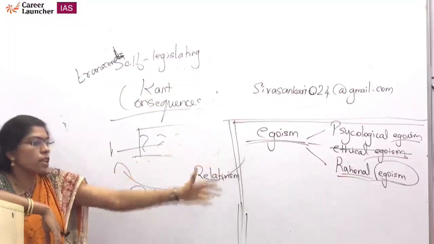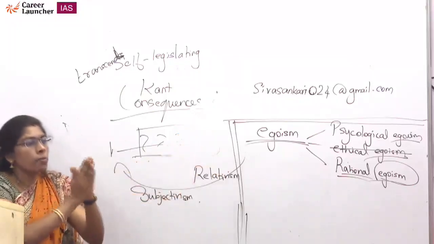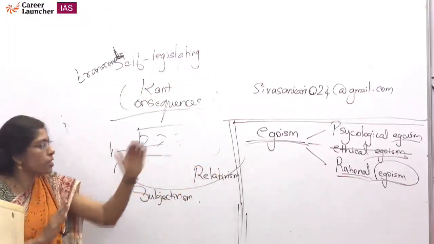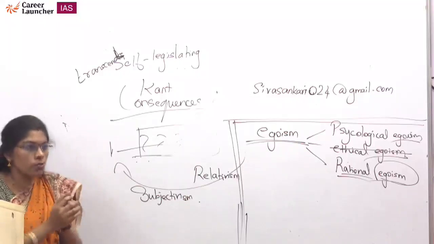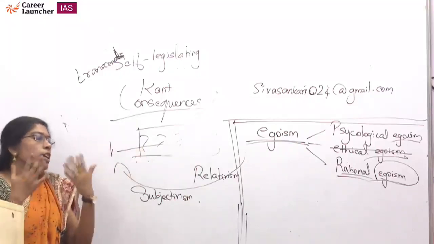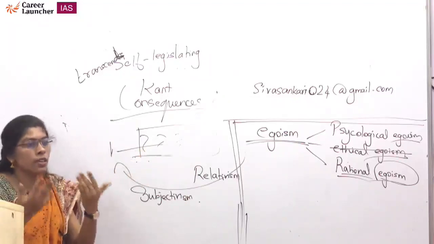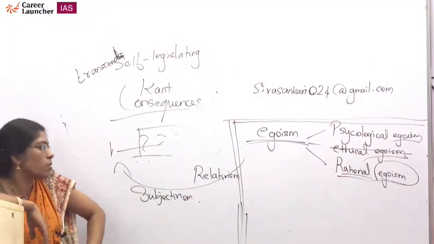Then, ethical egoism is saying, this is a theory. According to a theory, it is right that a person has to act in his own self-interest. Rational egoism is saying, if you think reasonably, that the survival of the fittest theory is there, according to it, each and every human will act in his own interest in order to survive in this world. There is nothing wrong in it. So these are the concepts of egoism.